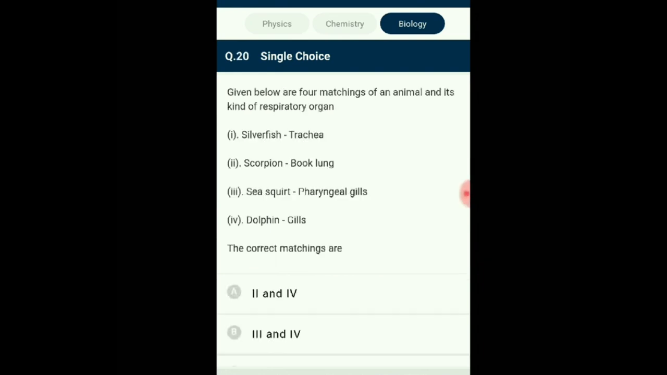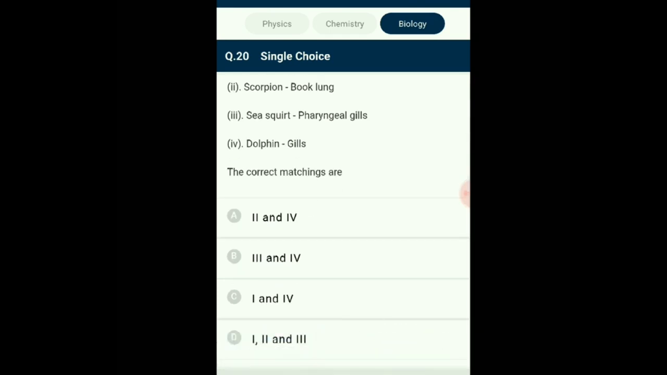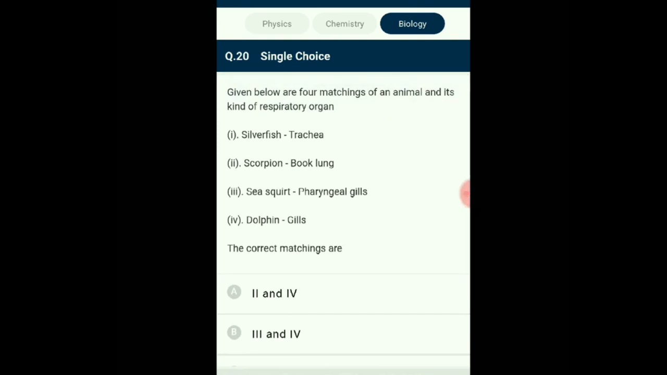Question number 20. Given below are four matchings of an animal and its kind of respiratory organs. From that, find out the correct matching. The respiratory organ of silverfish is the trachea. Book lung is the respiratory organ of scorpions. Pharyngeal slits are the respiratory organs of sea squirts, while dolphins, being aquatic mammals, breathe by lungs. So the answer is option D. From the given, the first, second and third are correctly matched.